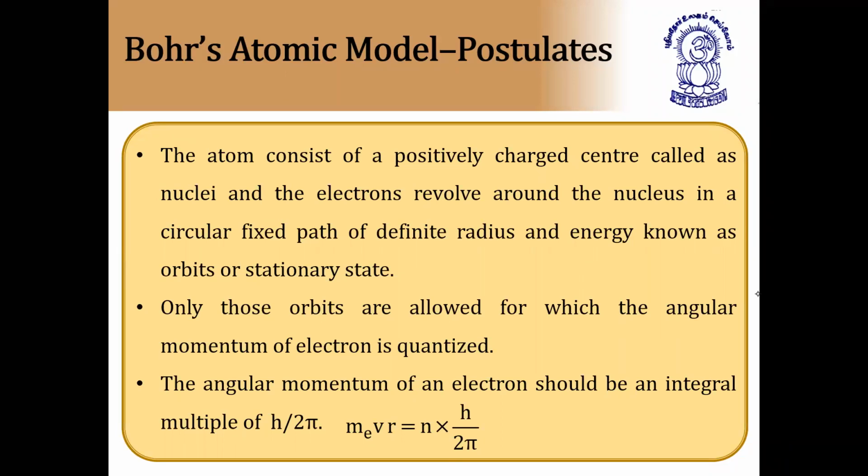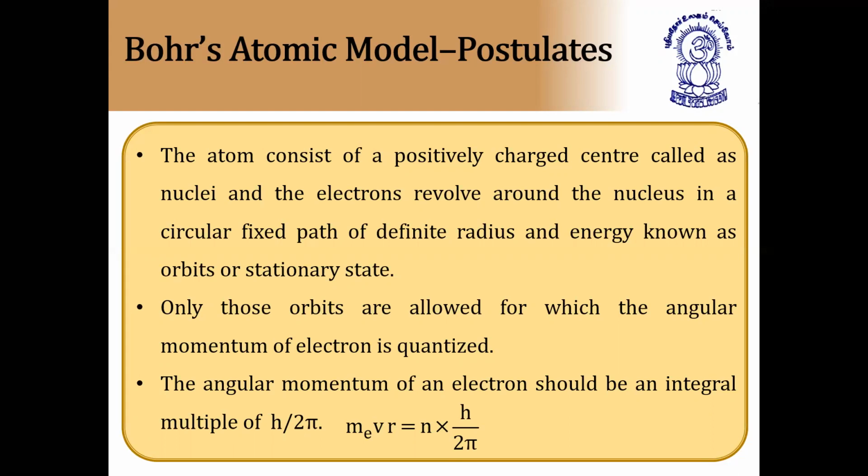The atom consists of a positively charged center called the nucleus, and the electrons revolve around the nucleus in a circular path of definite radius and energy, known as orbits or stationary states. So here they are explaining that the electrons revolve around the nucleus in a fixed path called orbits or stationary states.